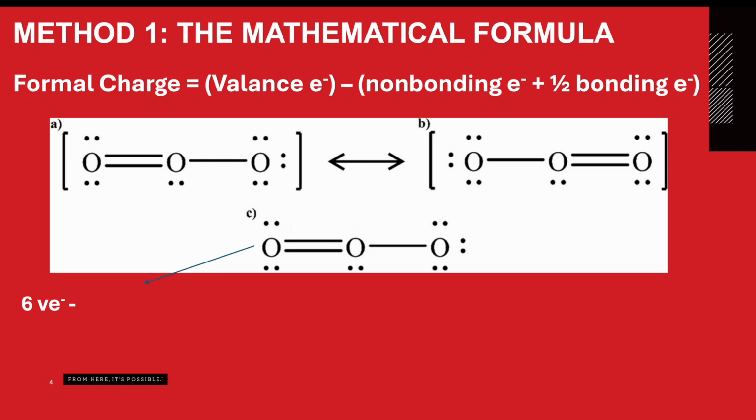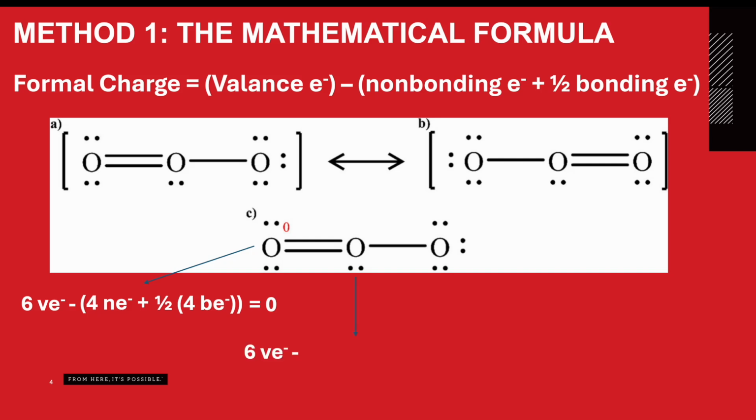Oxygen has 6 valence electrons, and this one has 4 dots, 4 electrons, so that's 4 non-bonding electrons, and it has 4 bonding electrons, which are contained within the 2 bonds. So that's why you have the half there. So its overall formal charge is 0.